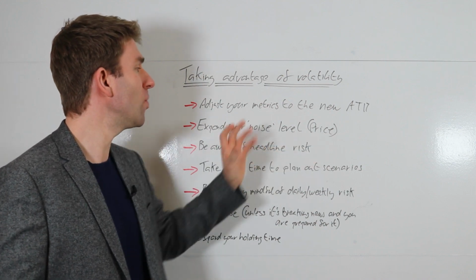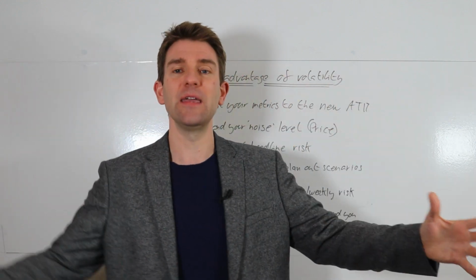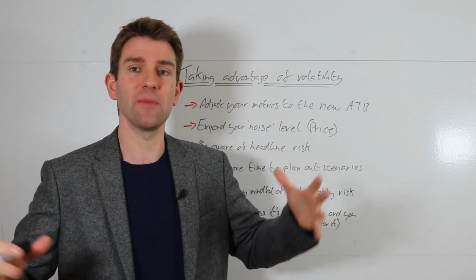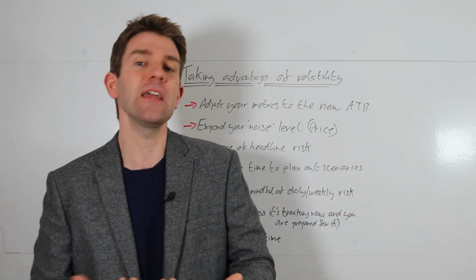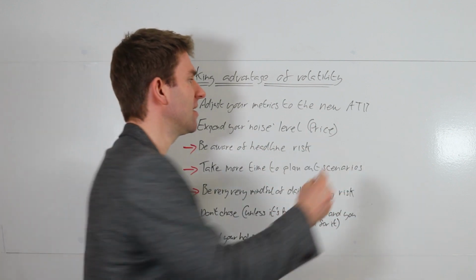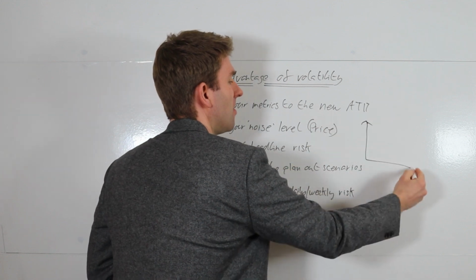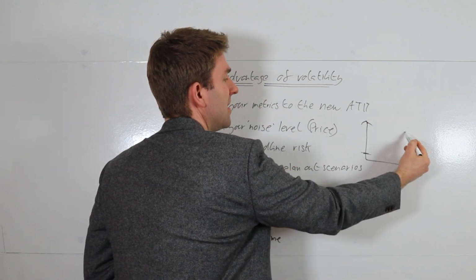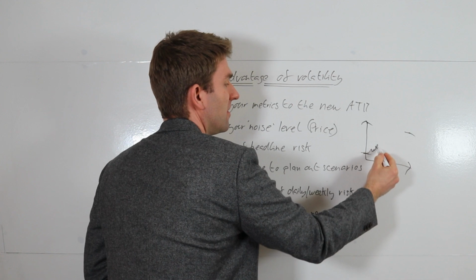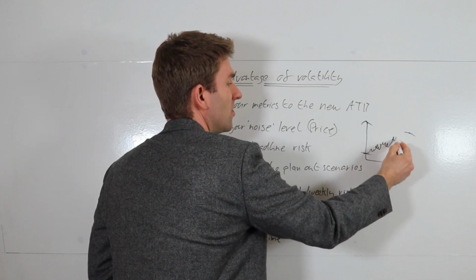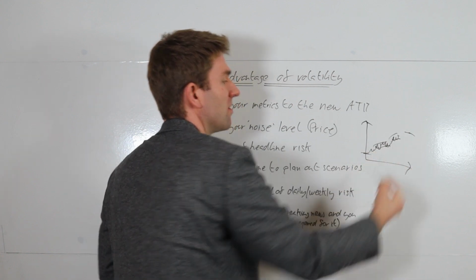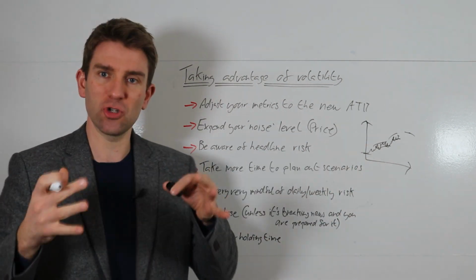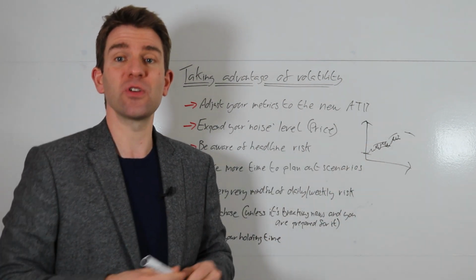Second, expand your noise level. I don't mean news noise, I mean price noise. Generally speaking, the market will go from here to here, but very often it's going to be noisy. So you've got this chunk where there's a noise level. I don't mean a trend line, I mean there are just noisy candles, and so you have to expand that.